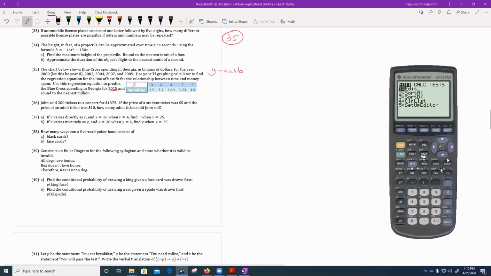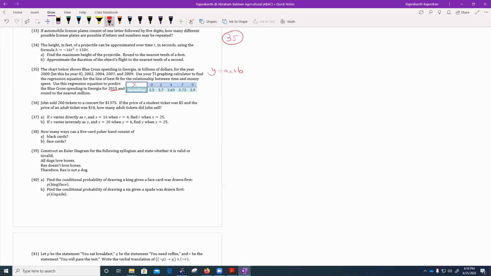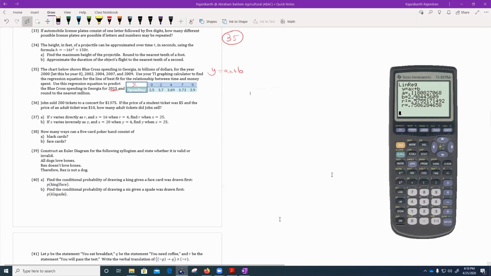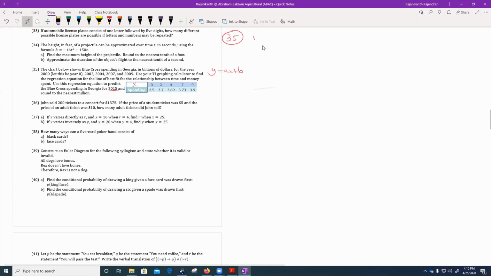So I'm going to stats and calculation, right? So I need to go to the calculation bar, the second one, and the linear regression, right? It will give you the A. So the A is 0.118 and B is 2.98. So therefore my best fitting line is going to be y equals 0.118x plus b. B is 2.98.